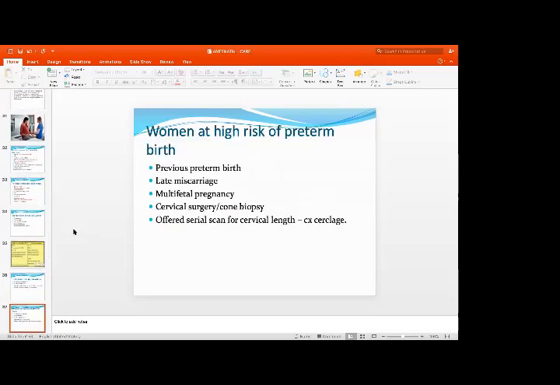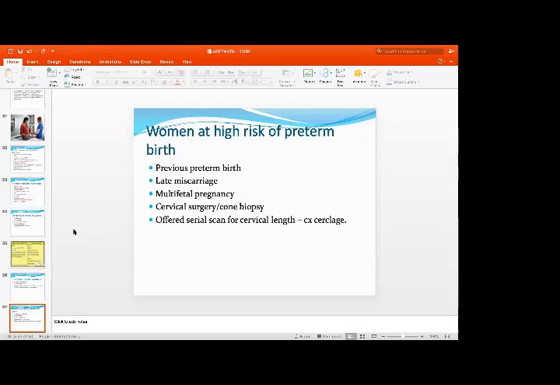Women at high risk of preterm birth: previous preterm birth, if she had previous preterm deliveries, she had late miscarriage, she had multifetal pregnancy, that is multiple pregnancy, or she had previous cervical surgery, she had cone biopsy or resection of her cervix, or such patients who have previous history of preterm birth, they should have serial ultrasound for cervical length measurement.